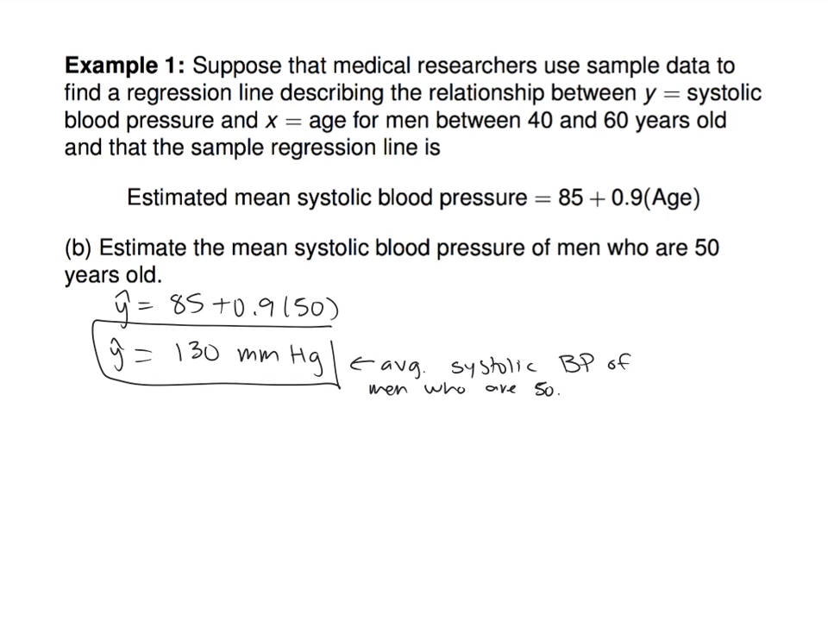Does that idea make sense? If we found the average for men who are 40, it would be a different number, right? Or men who are 30. Well, you probably can't use 35 because 35 is not within your range from 40 to 60, right? Okay. But the point is it's an average for a specific age.